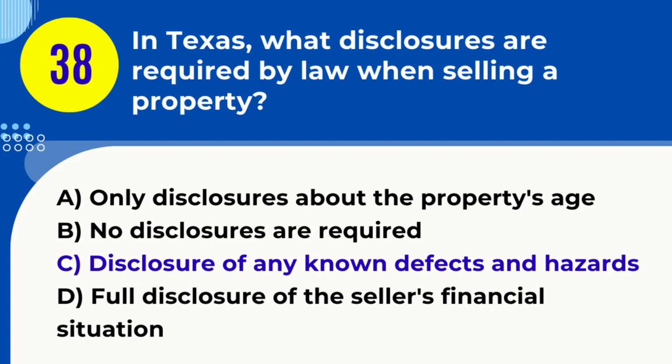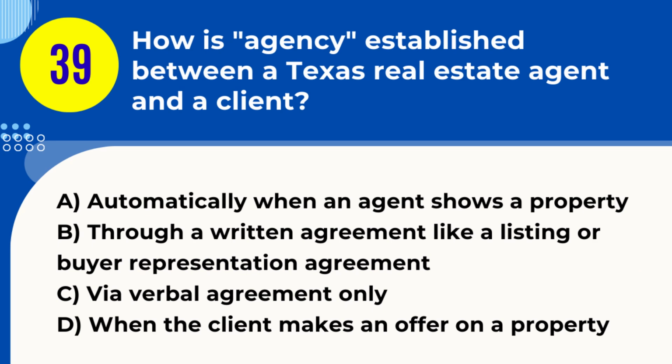Answer. C. Disclosure of any known defects and hazards. Explanation. Texas law requires sellers to disclose any known defects or hazards related to the property. This includes issues with the structure, systems, or any other aspect of the property that might affect its value or usability.